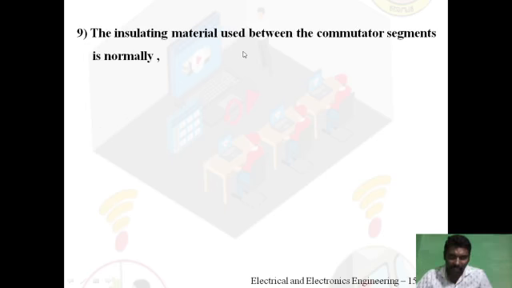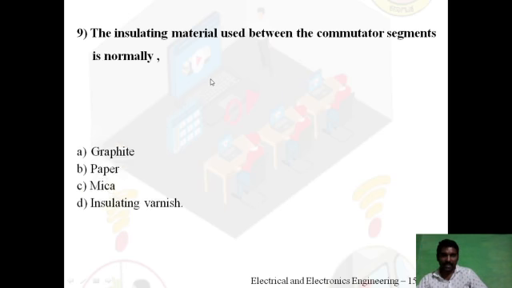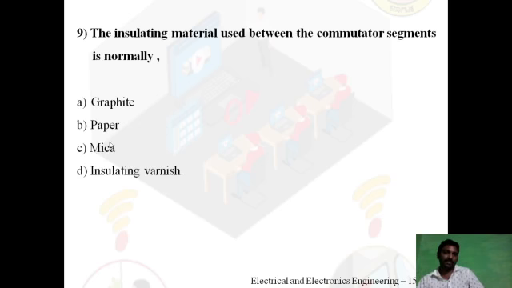The insulating material used between the commutator segments is normally mica. Already we have seen it is mica, option C. Mica has a good insulating property. When compared to other materials, mica is a good electrical insulator, a good thermal conductor, and has a high withstanding capacity, withstanding high temperature.